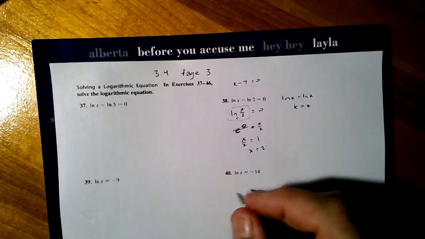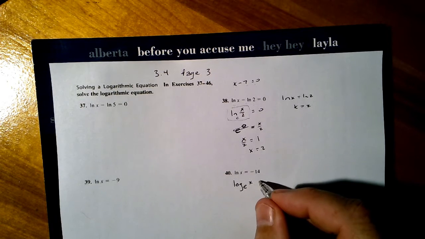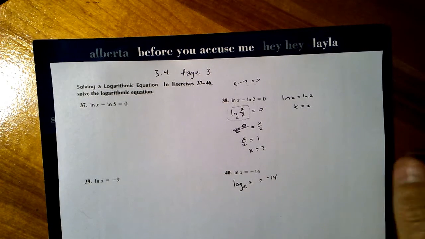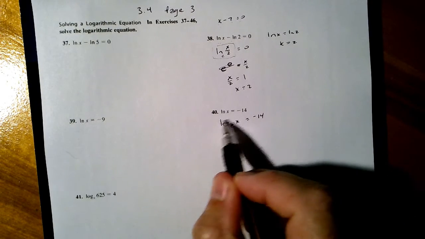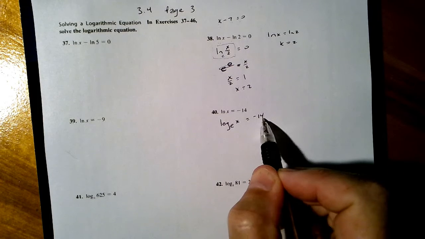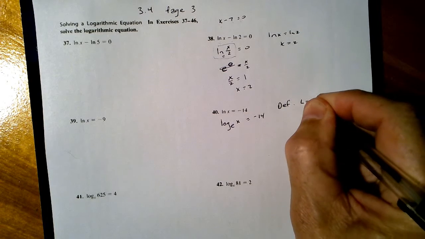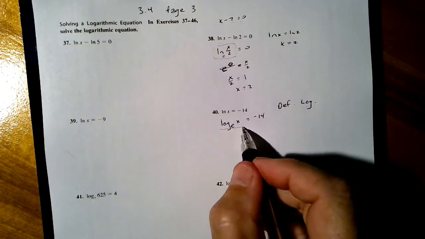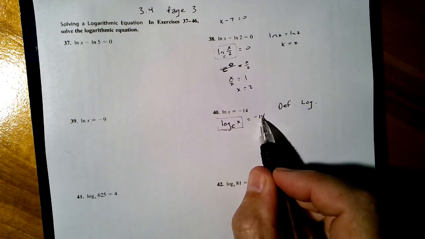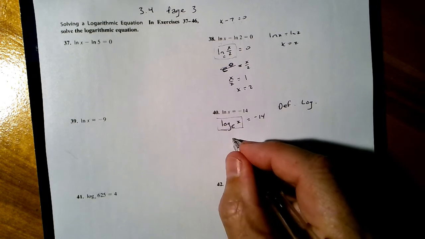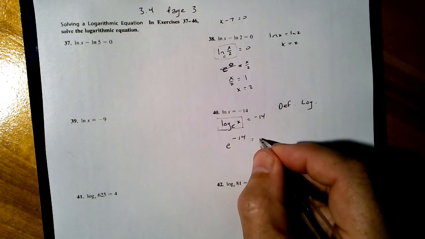Okay. Now, this one. I'm going to treat this as log base e of x, that's really what it is, equals negative 14. So, if I've got this side as just plain log equals a number over here, I'm going to use what I'm going to refer to as definition of log. This is the exponent that turns e into x. But this is negative 14. Therefore, negative 14 is the exponent that turns e into x.